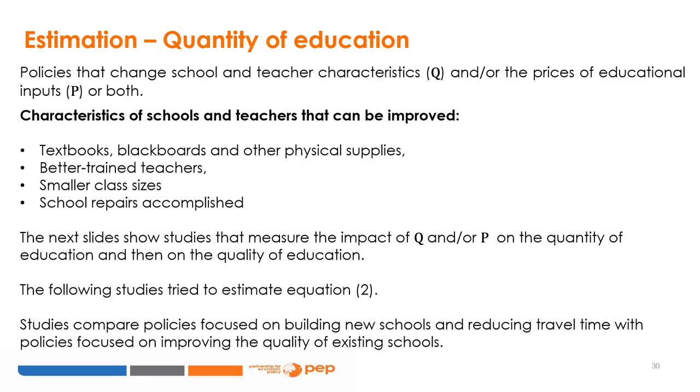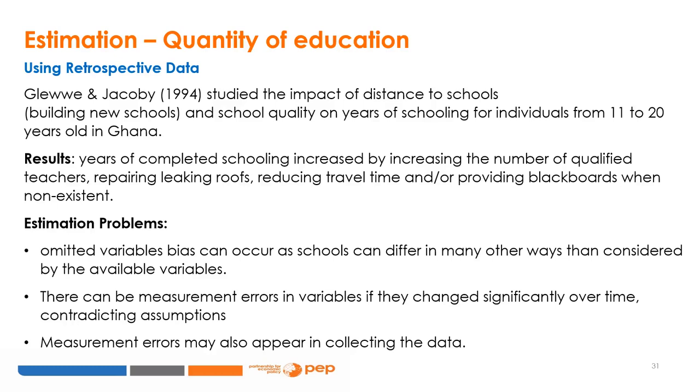Starting with the impact on the quantity of education, the following studies tried to estimate equation 2. Several studies compare policies focused on building new schools and therefore reducing travel time with policies focused on improving the quality of existing schools. We look now at studies analyzing the determinants of completed years of schooling using retrospective data.